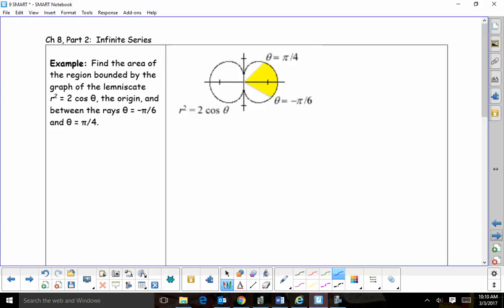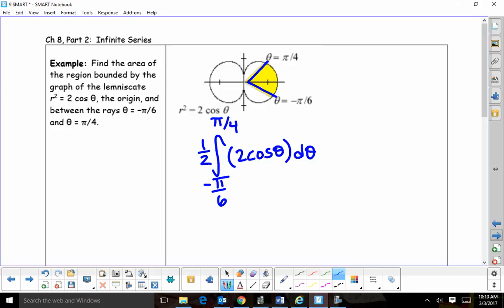Everything is set up for us. They told us that they want us to go from negative pi over 6 to pi over 4. And I'm going to do 1/2 my r squared. And this is the infinity guy, so this is already squared. Done. There's my setup.